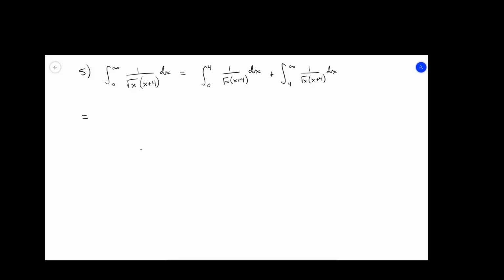Okay, so let's see. What do we want to do now? So now we have 2 improper integrals, right? One of them is type 1, and the other one is type 2. By taking this doubly improper integral and splitting it up, we actually ended up with both a type 1 and a type 2 improper integral.